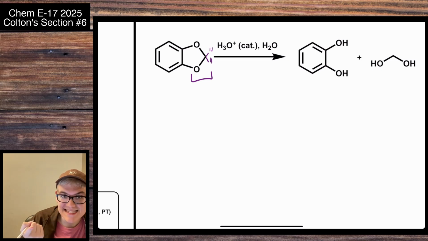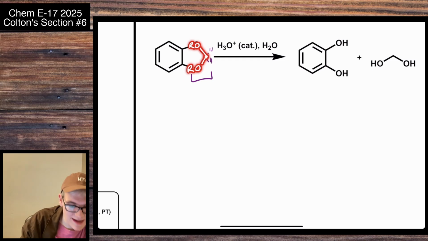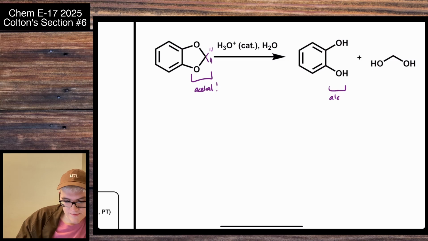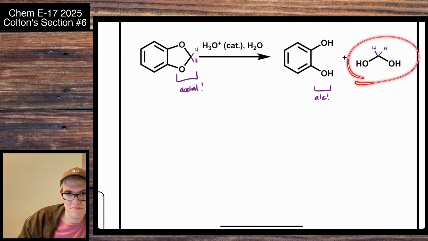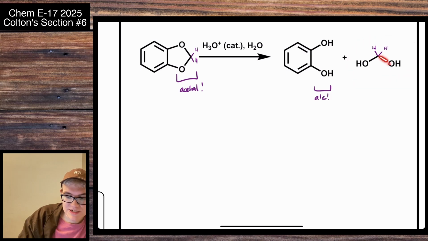Yeah, it's an acetal. Remember, our only definition for being an acetal is we have 2 OR groups attached to the same carbon. So that is 100% an acetal. Then over here, we have 2 alcohols. And then, what's this? It's another one that looks really weird, but it's 2 OHs attached to the same carbon.